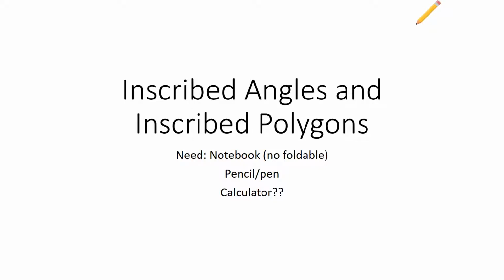Hello, geometry folks. Today we're going to be talking about inscribed angles, or angles that are created in a circle, and inscribed polygons, or polygons that are inside of a circle with all its endpoints touching the circumference of the circle. So what we're going to need today is our notebook. There is no foldable, sadly, a pen or pencil, and also a calculator. So with that, we'll get started.